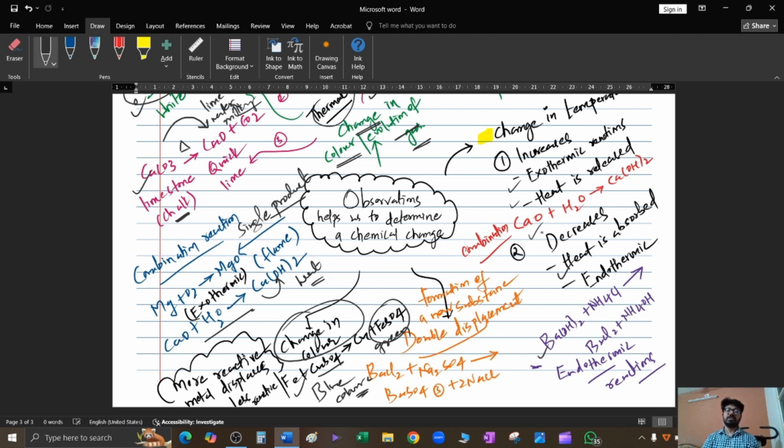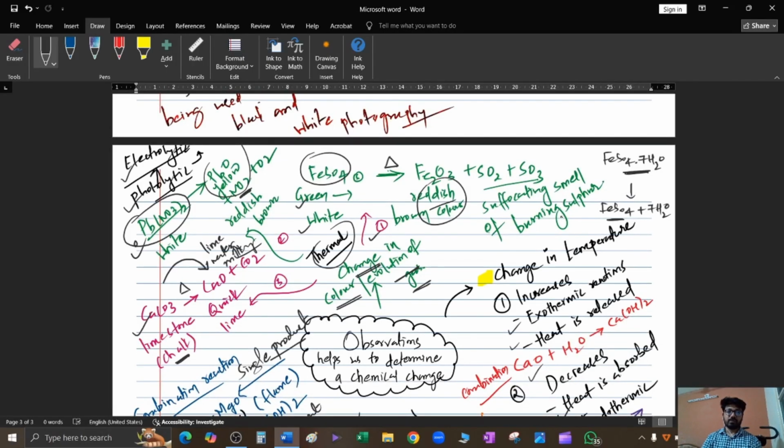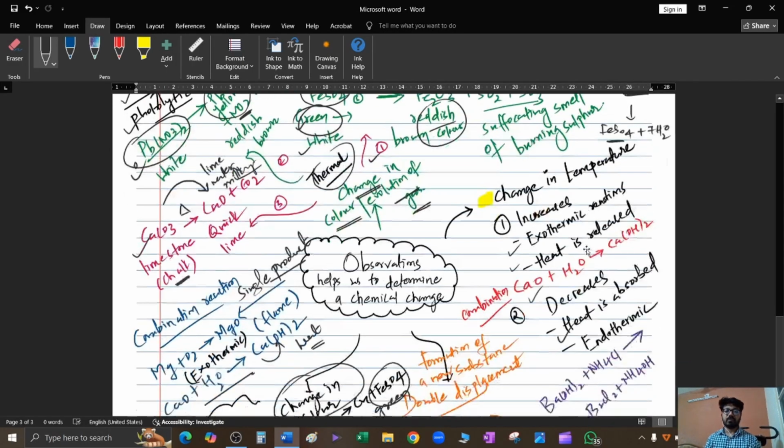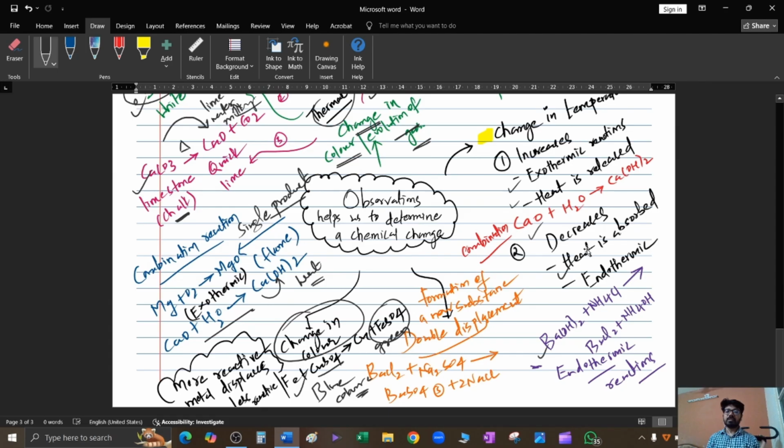So there is a change in color. Why is there an appearance of green color? Because iron sulfate is being formed and it is green color. देखो ऊपर भी लिखा हुआ है, आयरन सल्फेट is what? ग्रीन कलर सॉल्ट. So this is the fourth observation.